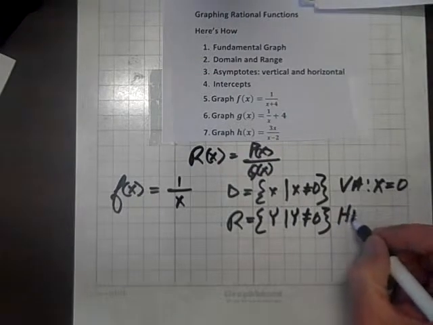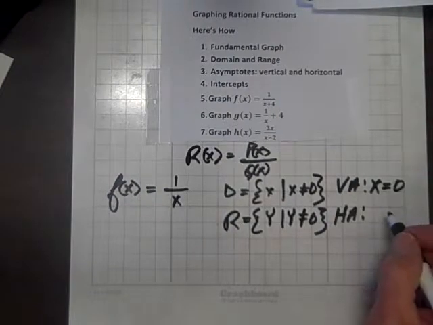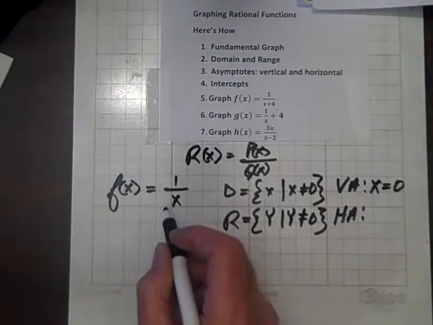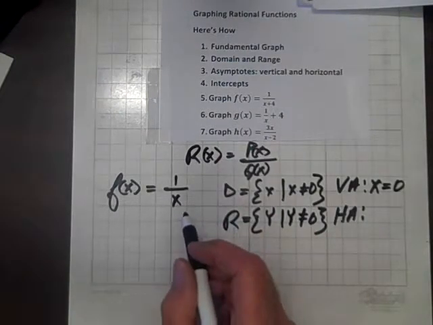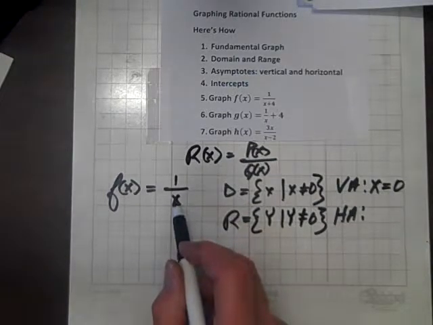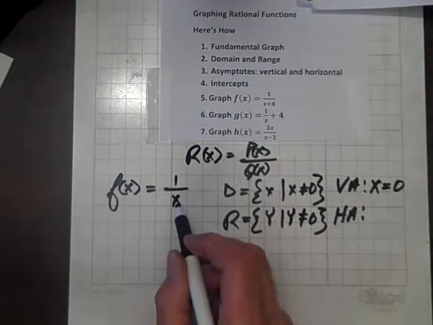As far as horizontal asymptotes, they are the y value that f of x approaches as x gets extremely large or extremely small. Consider this: if x was 10, we'd have 1/10. If x was 1,000, we'd have 1/1,000. If x was 1,000,000,000, we'd have 1/1,000,000,000. Aren't we approaching 0? That number is getting increasingly smaller and smaller.